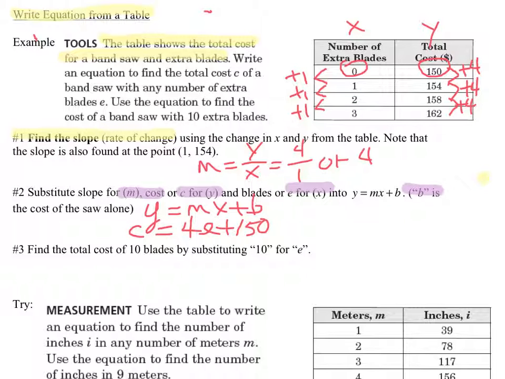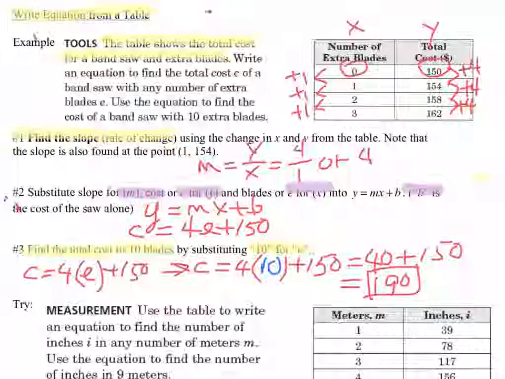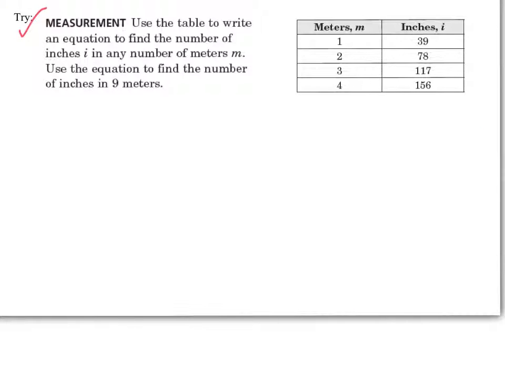Now we're going to find the total cost of the saw plus 10 blades by substituting 10 for the E, which is the number of blades. So the formula C equals 4 times E plus 150 becomes 4 times 10 plus 150, because we're substituting 10 blades for E. And this becomes 40 plus 150, and the answer is $190 for 10 blades and the saw. Okay, you try this one.